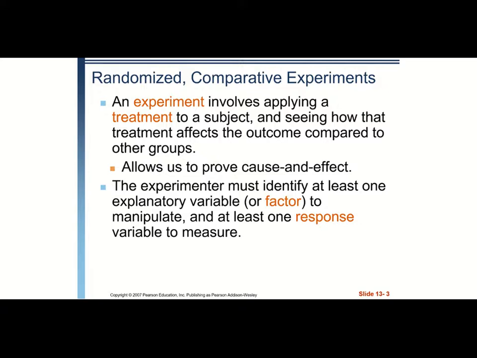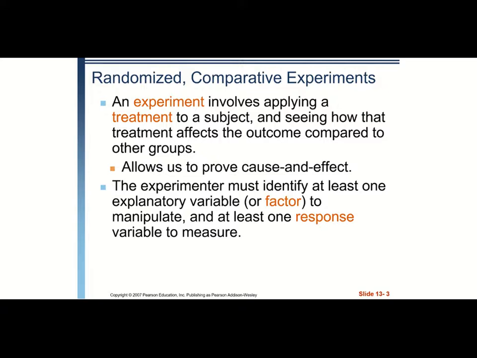Now, the difference between an experiment and an observational study is that an experiment involves some kind of treatment. And that treatment is applied randomly to a certain number of the subjects. And once that treatment's applied, we monitor the subjects and we see how it affects some kind of response variable across different groups. This will allow us to prove that cause and effect.